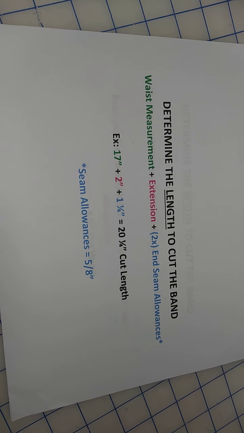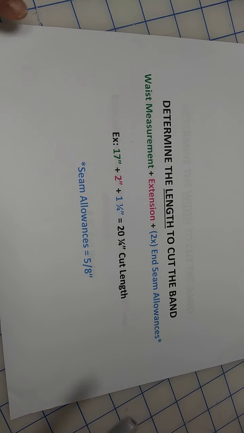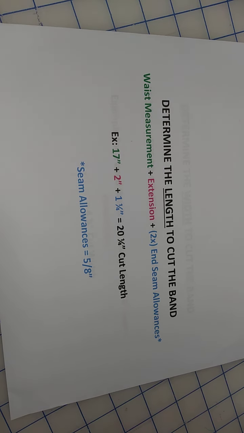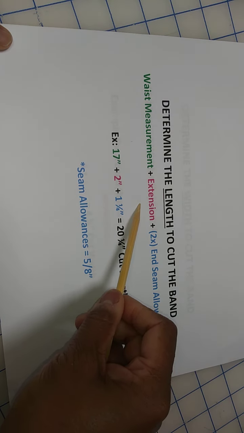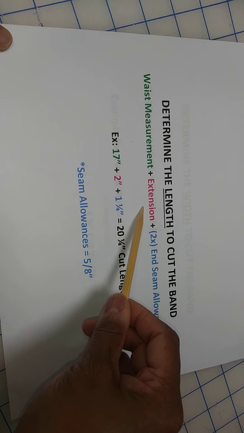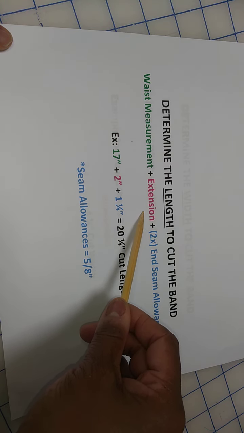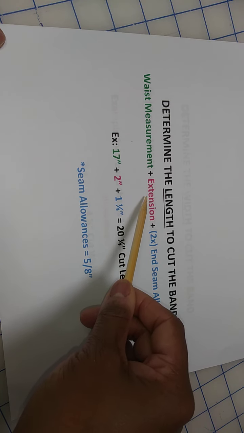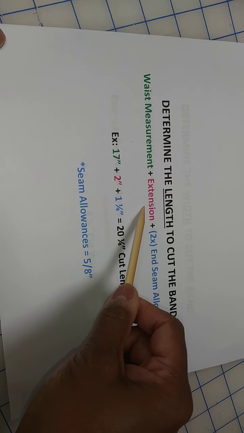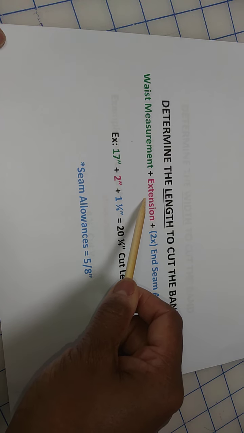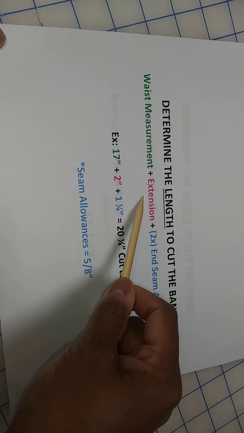How to cut and sew a waistband. First, determine the length of the waistband. A simple formula is take your waist measurement plus the extension. The extension is the part of the waistband that extends to the outside or the inside of the band, and it will contain the buttons or the snaps or whatever fasteners are used to close the waistband.